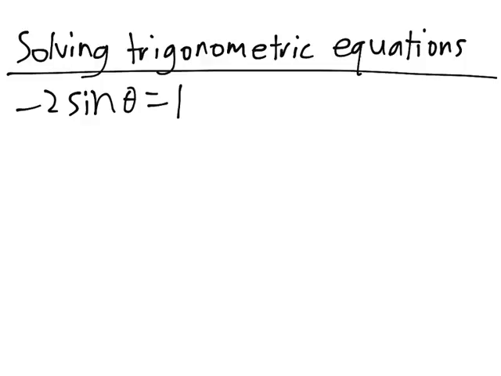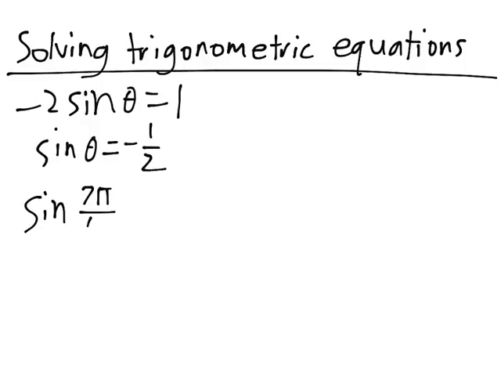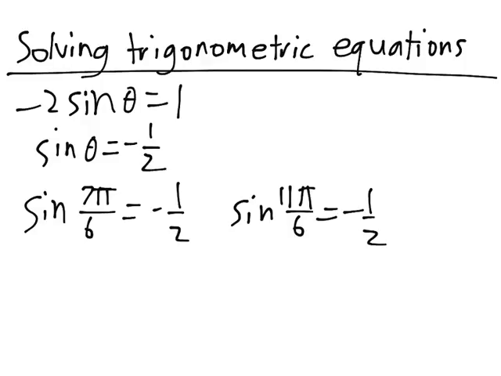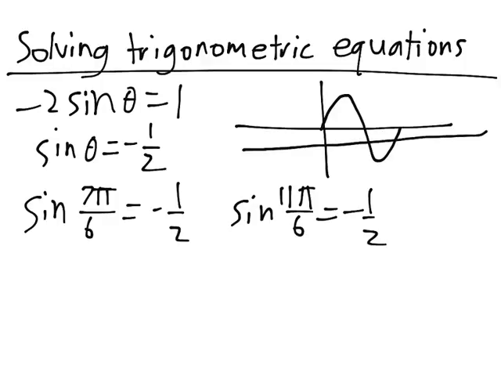Starting with an equation like this, we can divide both sides by minus 2 to get sine theta is equal to minus 1/2. Now we already know that sine of 7 pi over 6 is equal to minus 1/2, and sine of 11 pi over 6 is equal to minus 1/2. Additionally, if we draw the graph for sine, then we can see that the line at y equals minus 1/2 will only intersect it twice between 0 and 2 pi. This means that we've already found all the solutions between 0 and 2 pi.